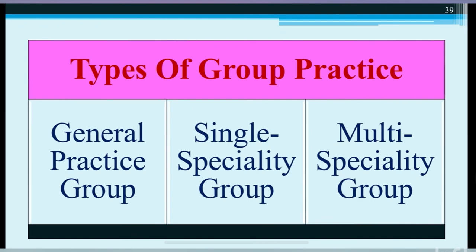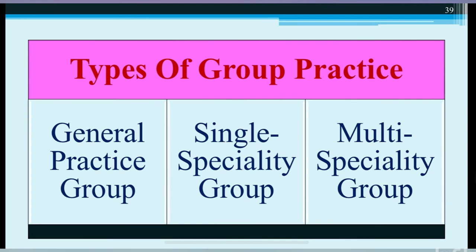There are basically three types of group practice. The first one is general group practice. The second is single specialty group. The third one is multi-specialty group. Talking about the first one, that is the general practice group, here the general practitioners, by their mutual understanding, form a group.